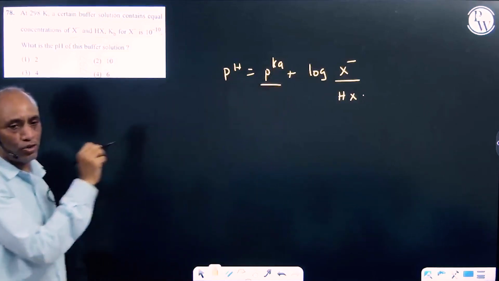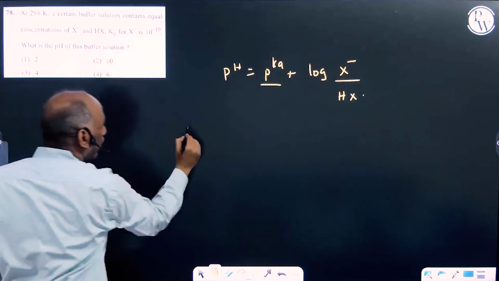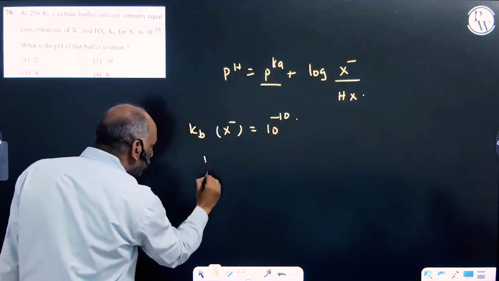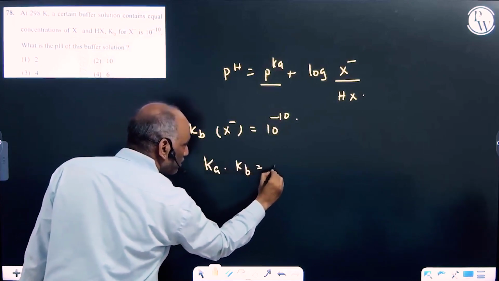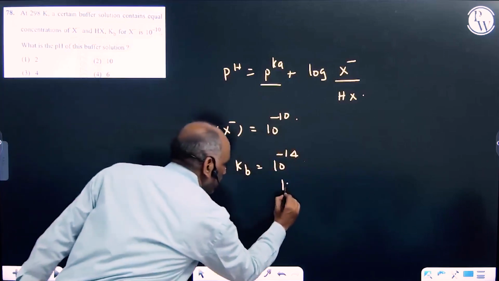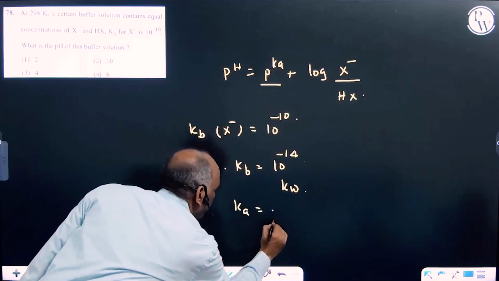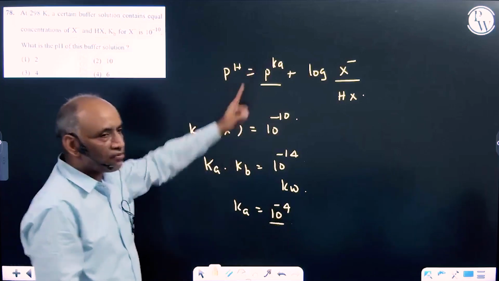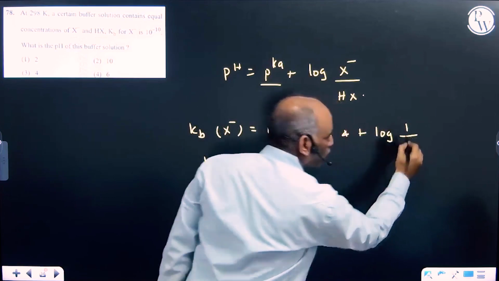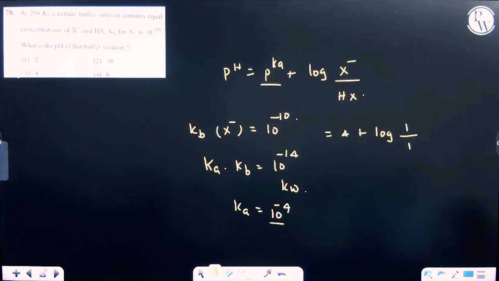You need to take the pKa of the acid, but the question has given Kb for X minus, as 10 power minus 10. You should know that Ka into Kb must be equal to Kw, which is 10 power minus 14. So Ka becomes 10 power minus 4, and pKa becomes 4. Here log of salt by acid is log 1, since the concentrations are equal, and hence the pH value will become 4. You need to go for the third option.